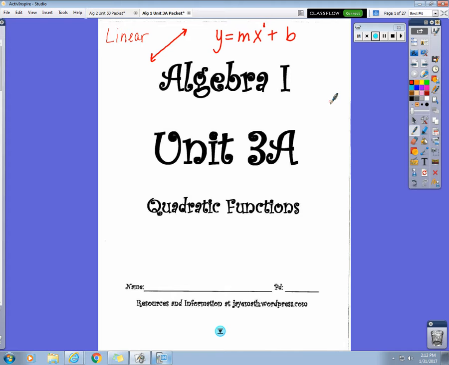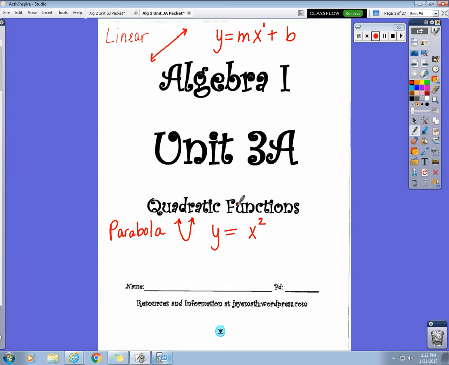Well, today we're going to start talking about quadratic functions. Quadratic functions form a graph that's called a parabola. It's not a line, it's a U-shaped graph. It's kind of in between a V and a U. And their x is always squared. That's the main difference between a linear function and a quadratic function. With a linear function, the x is to the first power in the equation. With the equation of a quadratic function, the x will always be to the second power.